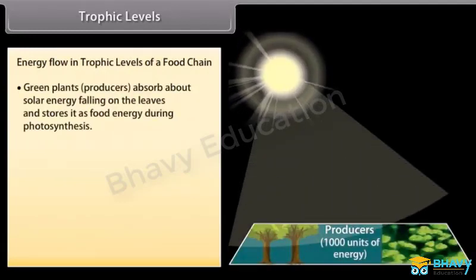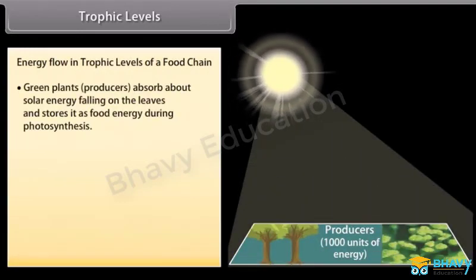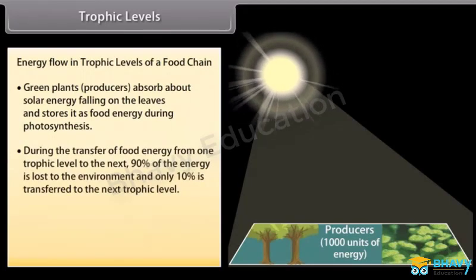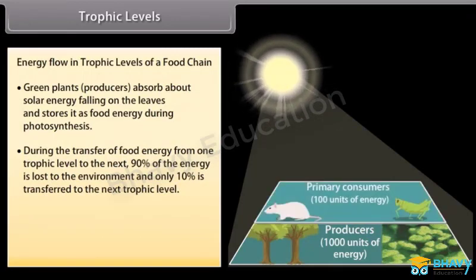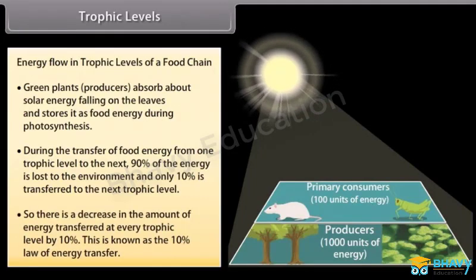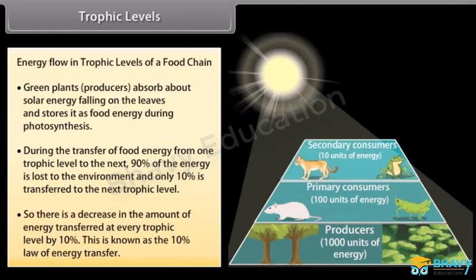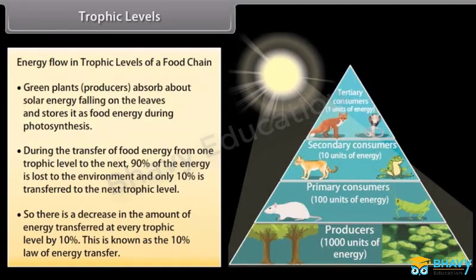Energy flow in trophic levels of a food chain. Green plants, the producers, absorb about 1% of solar energy falling on the leaves and store it. During the transfer of food energy from one trophic level to the next, 90% of the energy is lost to the environment and only 10% is transferred to the next trophic level. So, there is a decrease in the amount of food energy transferred at every trophic level by 10%. This is known as the 10% law of energy transfer.